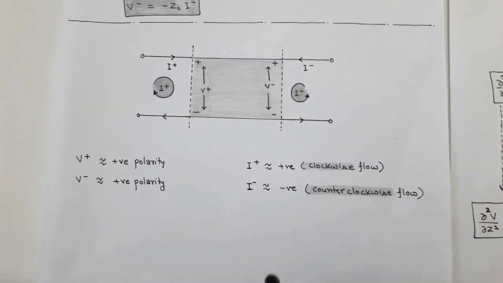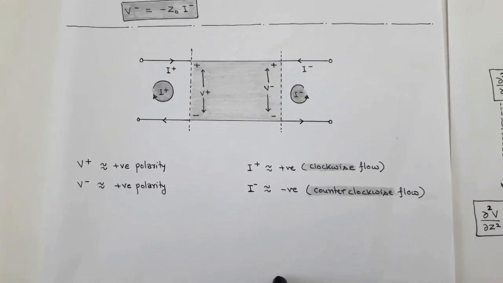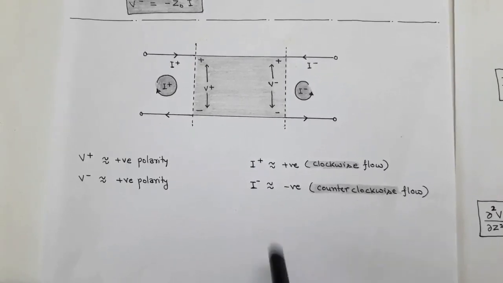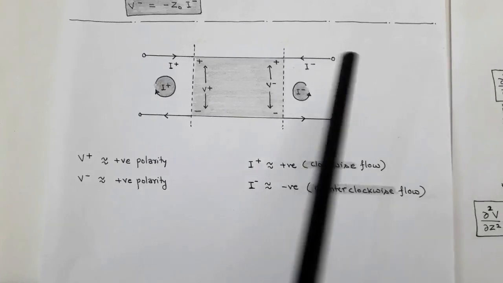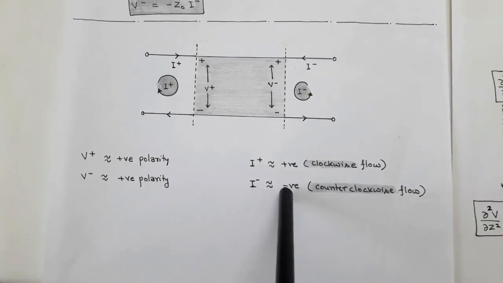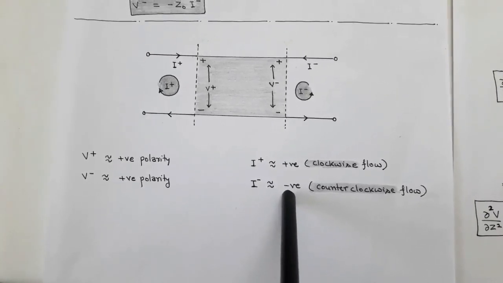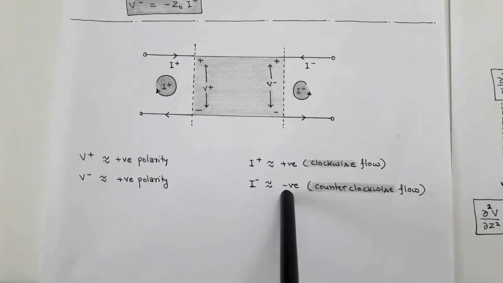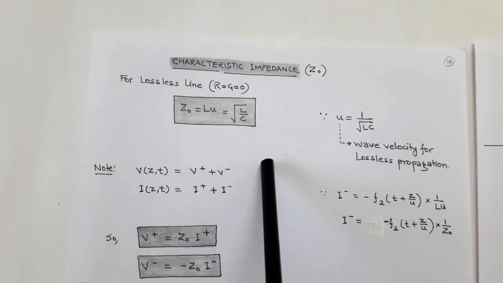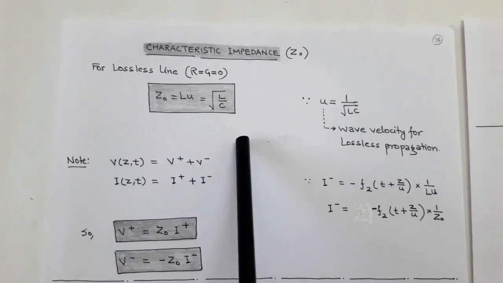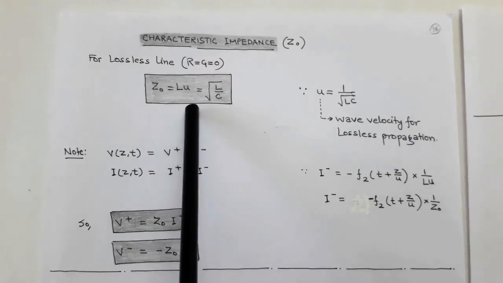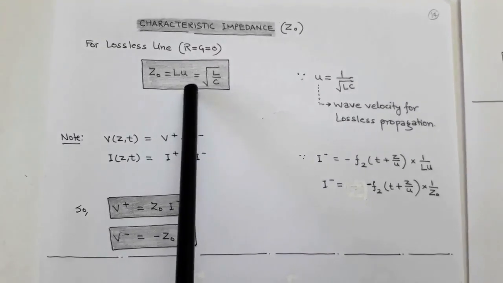So this is a representation of forward and backward voltage and current functions on the transmission line, and here the point to be noted is that in case of current, the backward current has a negative value, so the backward current is denoted by counterclockwise direction. So this is about the relationship between voltage and current in terms of characteristic impedance, and that characteristic impedance is a line impedance that is denoted by Z0, and it is the ratio of voltage to current, and it is also equal to the product L into U.